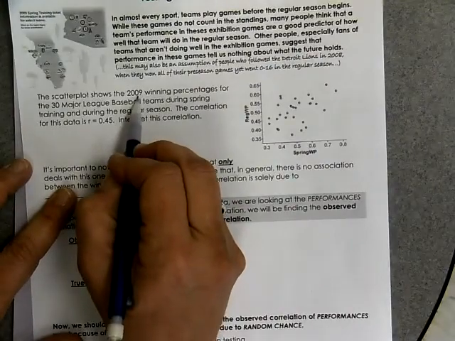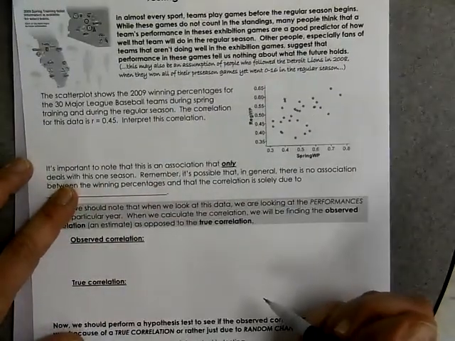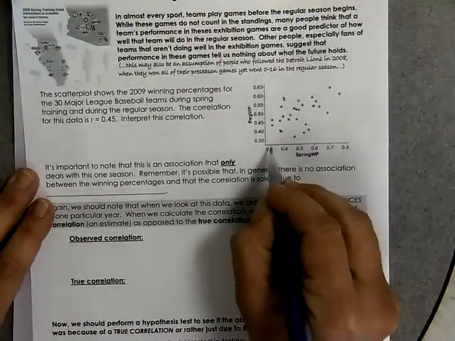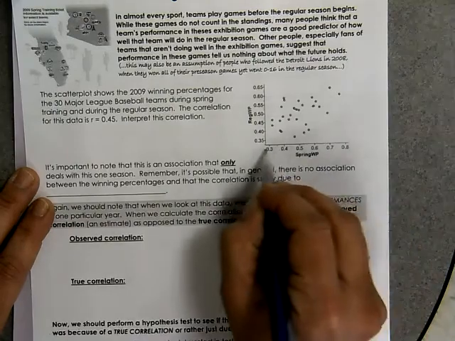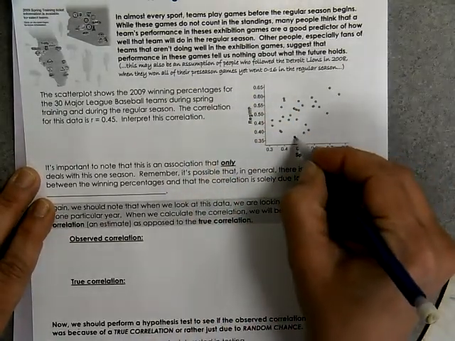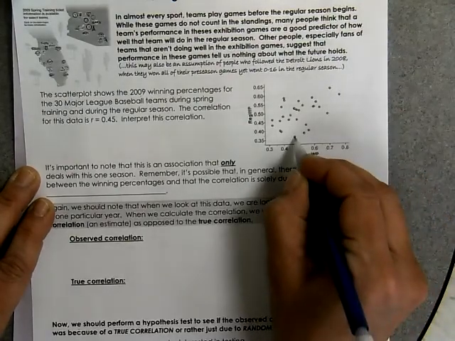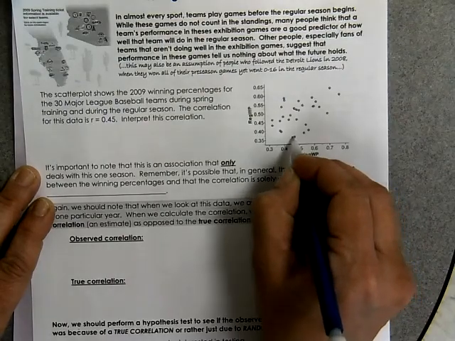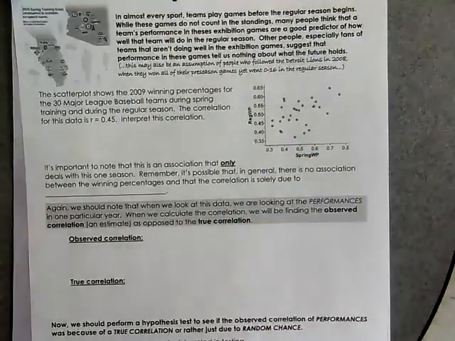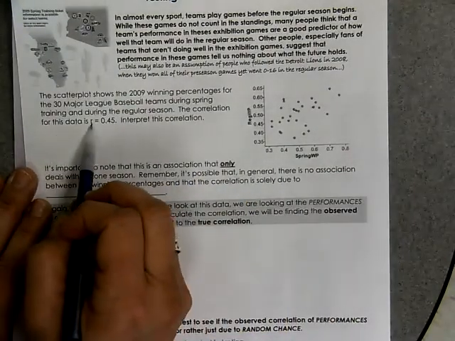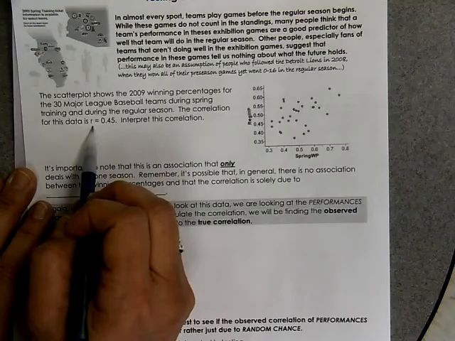So what we're going to be looking at is the 2009 winning percentages for 30 Major League Baseball teams during spring training and the regular season. So you can see that this is their spring training winning percentage, and here's their regular season winning percentage. So this team, for example, is a team that maybe had a winning percentage of about 46% in spring training, but only maybe about 36% in the regular season. So the correlation was calculated for this data, and R is 0.45.